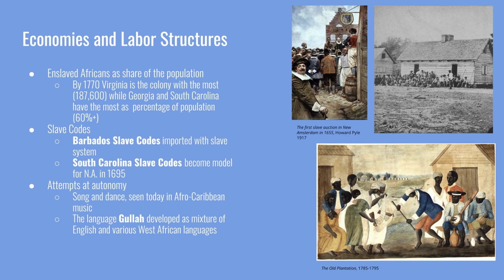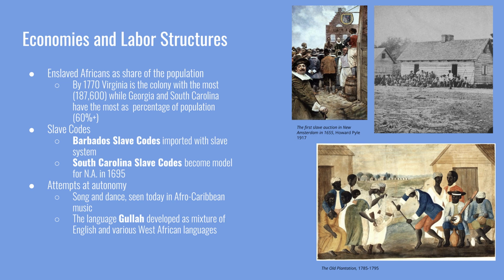By 1770, enslaved labor is so common that Virginia will have 187,000 enslaved people, the most out of any colony, while Georgia and South Carolina's population is going to be comprised of mostly enslaved people, outnumbering the white population. As a result of becoming the demographic minority, the white population passed laws with the intent to maintain control of the enslaved population. Those southern colonies adopt laws from Caribbean islands where the plantation system was established before.